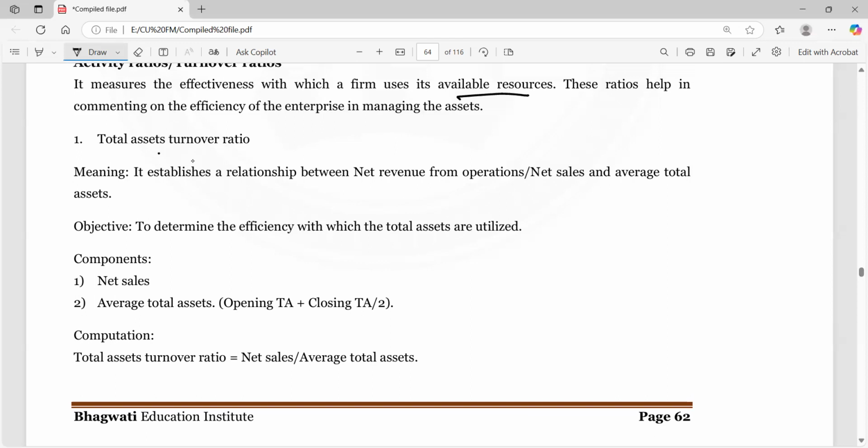So first ratio is total asset turnover ratio. Yesterday also I told you, if the word turnover is in the name of the ratio, the numerator should be sales, right? There is an exception, only one exception, that we will discuss. But if it is a turnover ratio, the numerator should be sales. And denominator should be the first term. If it is total asset turnover, it should be sales by total asset. Capital employed turnover, sales by capital employed. So sales by total asset.